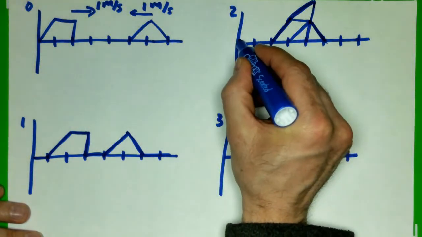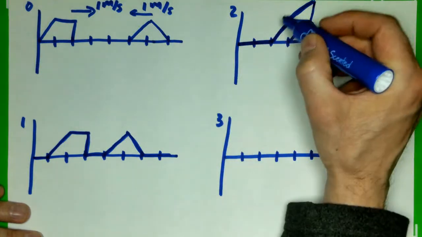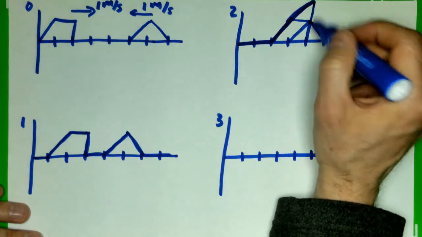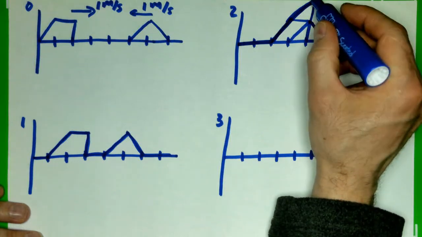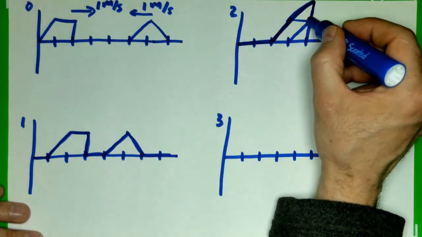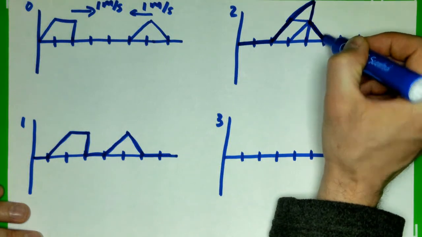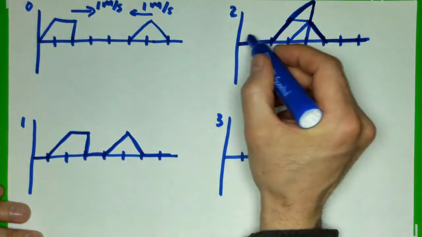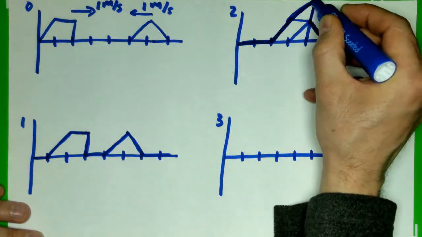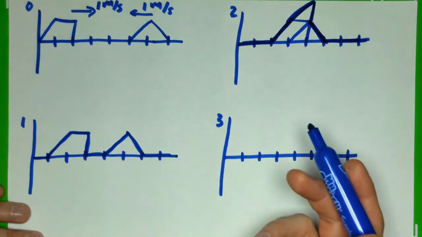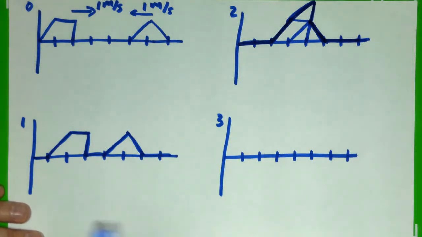So the string would be flat from here to here. It would rise steadily for 2 meters, all the way up to a double displacement, drop straight down half of that double displacement, and then decrease steadily over the next meter, and then be flat thereon. So this dark outline here is the shape of that string at 2 seconds. Okay, well at 3 seconds, let's just continue and see what it looks like.